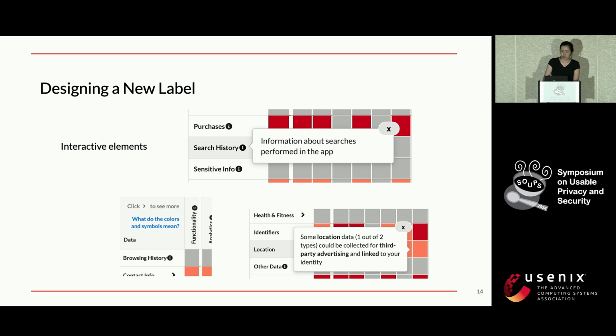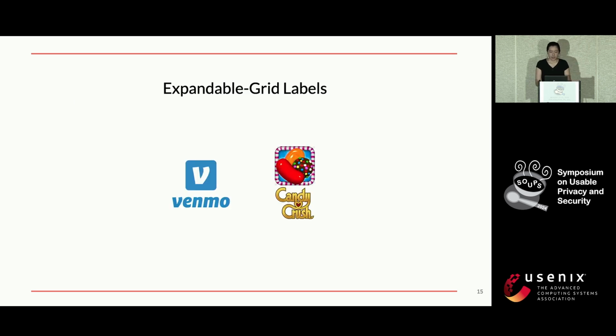And then we also included an interactive link to quickly access the legend, since the legend cannot fit into the same screen as the label. So we added something that can quickly direct the participants to the legend. And lastly, the person can also tap the cells to tell them about which data type, purpose, and the number of subcategories involved.